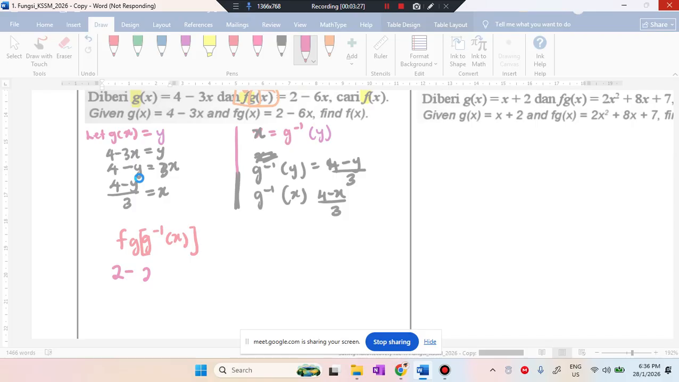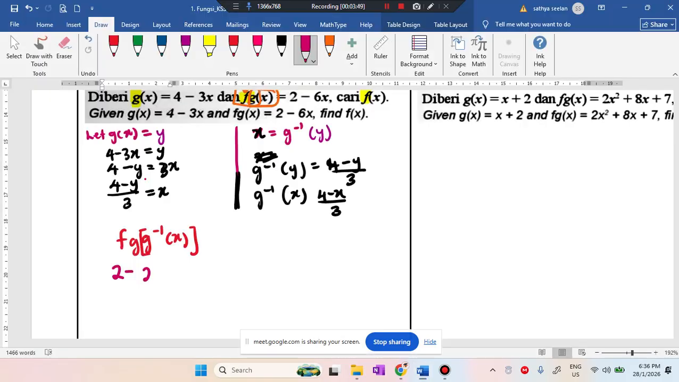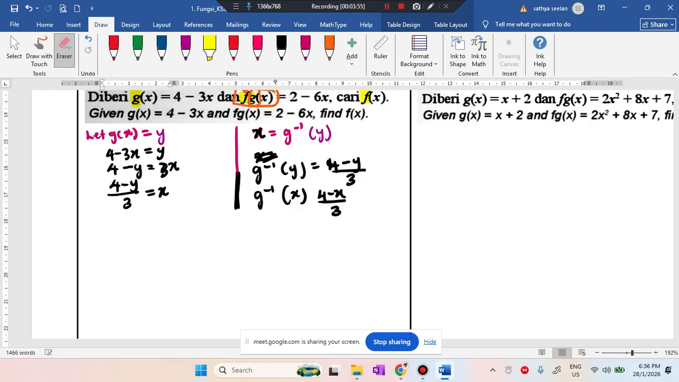Right, so we start from fg of x. fg of x is 2 minus 6x. In this fg, I want to replace x with g inverse x. That means in 2 minus 6x, the x is changed to g inverse x. So 2 minus 6, what is your g inverse x? 4 minus x over 3, right?